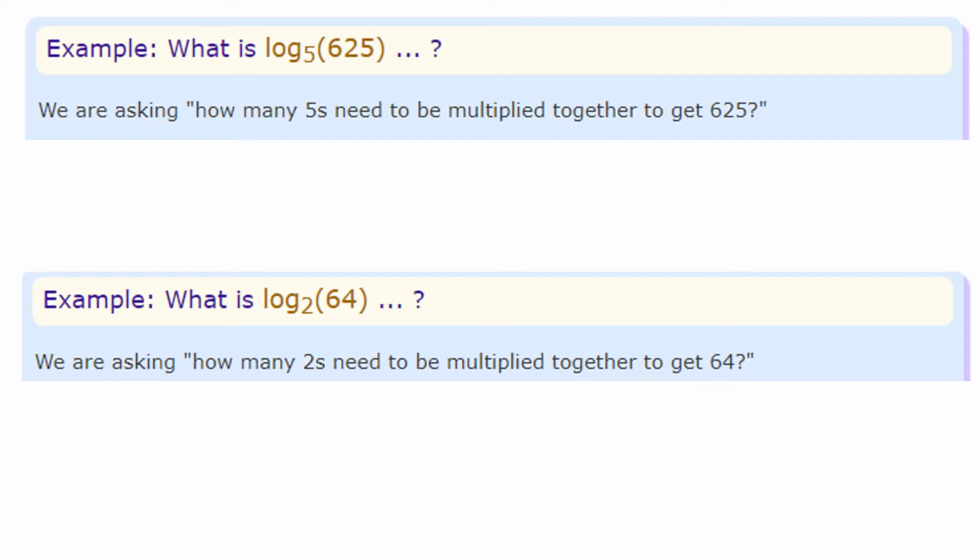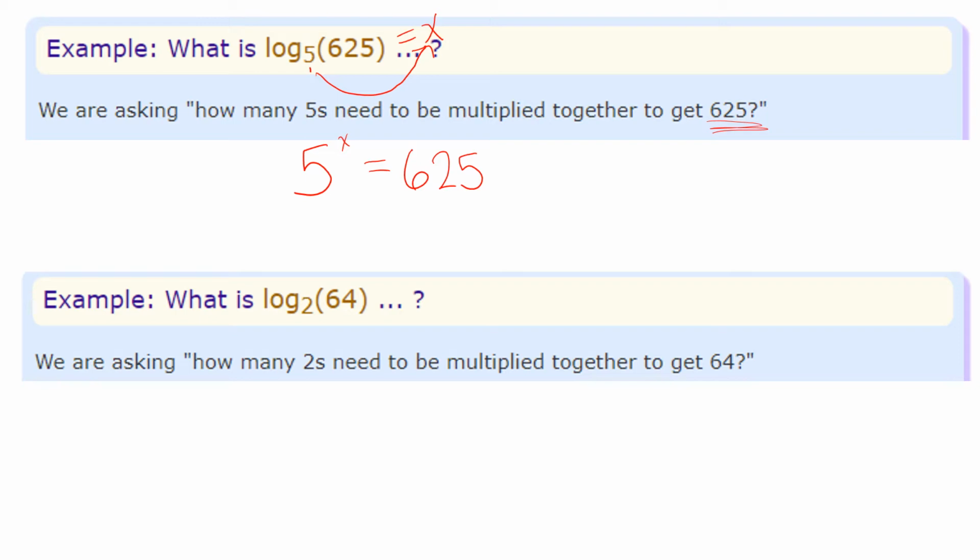Log base 5 of 625. What I like to do is set this equal to x, and then rewrite it. What this actually means is that 5 raised to the x equals 625. So the question is, how many 5s need to be multiplied together to get 625? That's what log base 5 of 625 is asking. How many 5s do we need to multiply together to get 625?